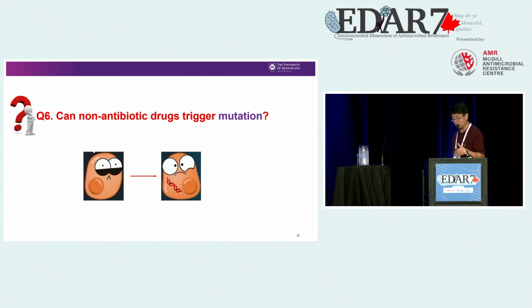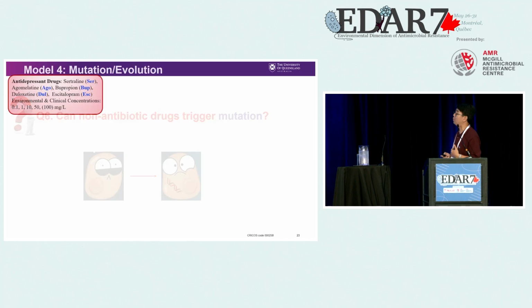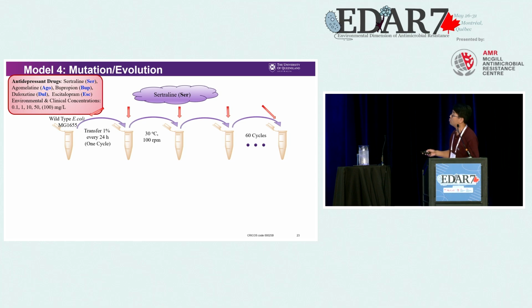Okay, so the 6th question. So far I covered horizontal gene transfer. How about mutation? Can these drugs trigger mutation or not? We build a mutation or evolution model. This time, we choose 6 antidepressant drugs. These are for the treatment of mental health, for depression. So we choose very commonly used drugs.